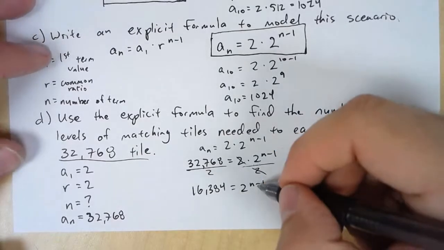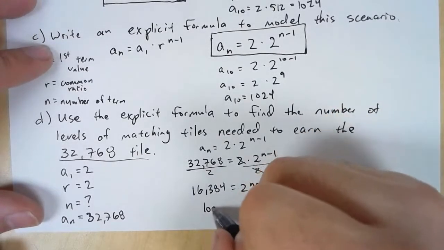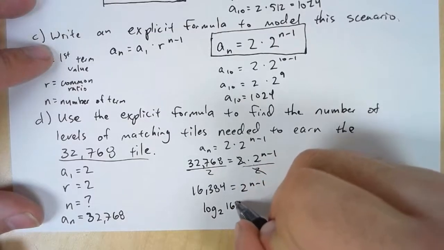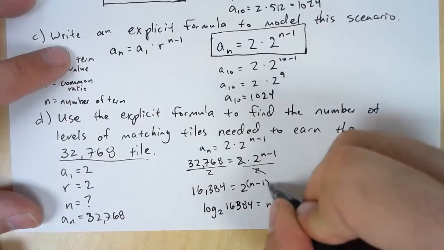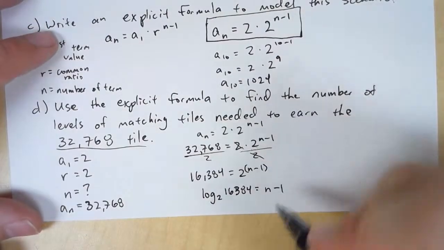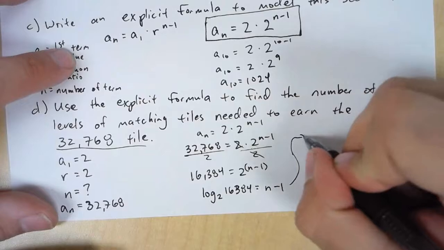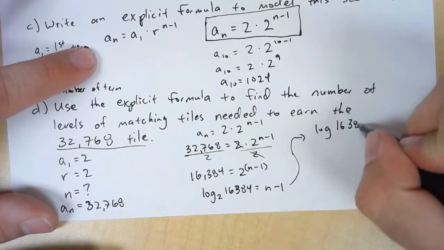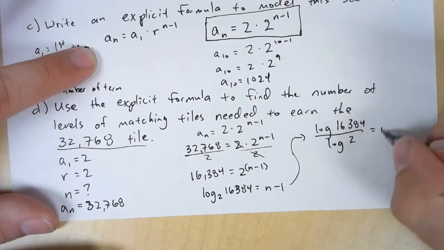So I have something to an exponent equals a number, which I solve exponents using logs. So log base 2 of 16,384 equals our entire exponent n minus 1 power. So I'm going to write the whole thing over on the right side. So we can solve this using the change of base. Do more work over here. So do log of 16,384 over log of 2 equals n minus 1.